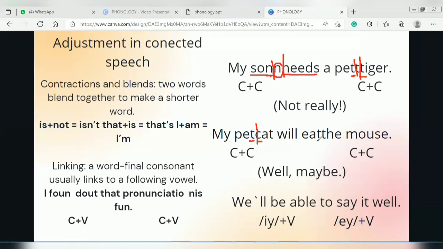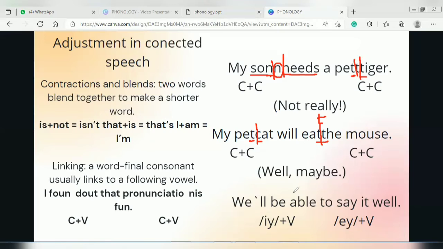Okay. And the other, we have the t and t. Both of them are the same sound. It's pronounced like one sound. For example, my pet cat will eat the mouse.